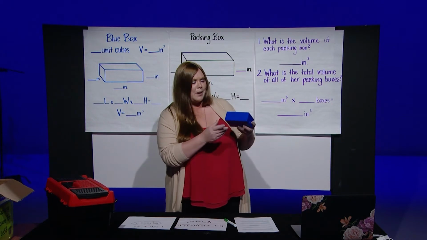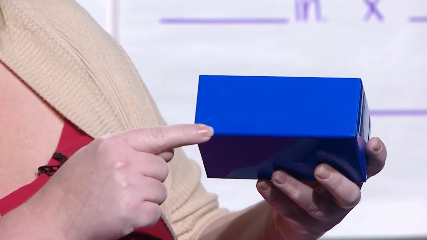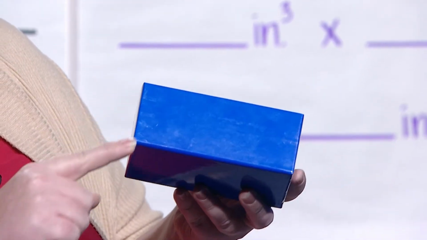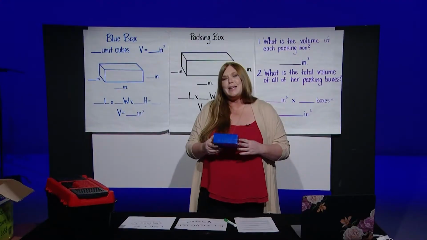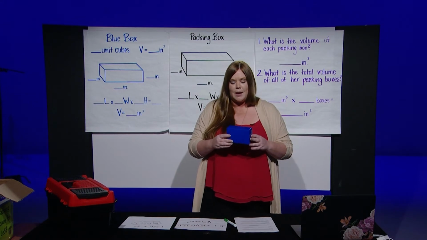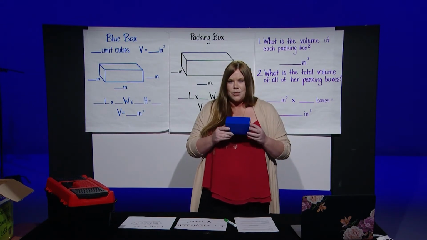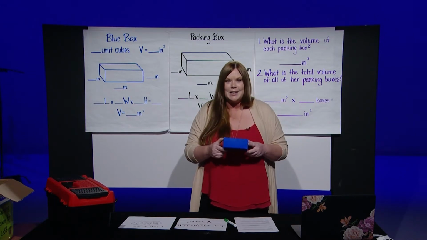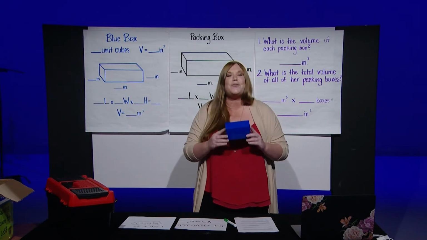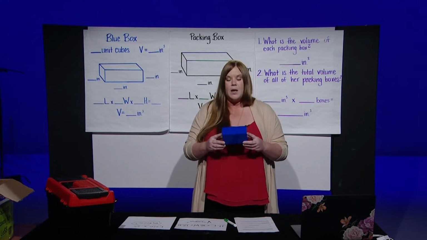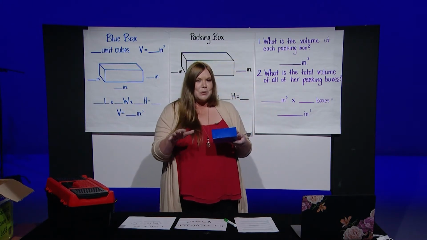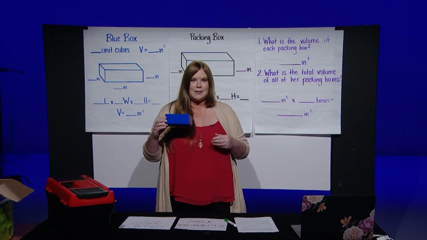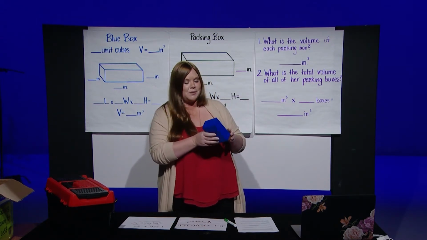Let's take a look at this blue box. It has length, it has width, and it has height. What did we say in our vocabulary review would be an object that has 3 dimensions like that? Length, width, and height. If you said 3-dimensional, give yourself a pat on the back. That is amazing. Okay, now I think some of you are probably noticing something else about this object. What do you think? Let me turn it around for you.